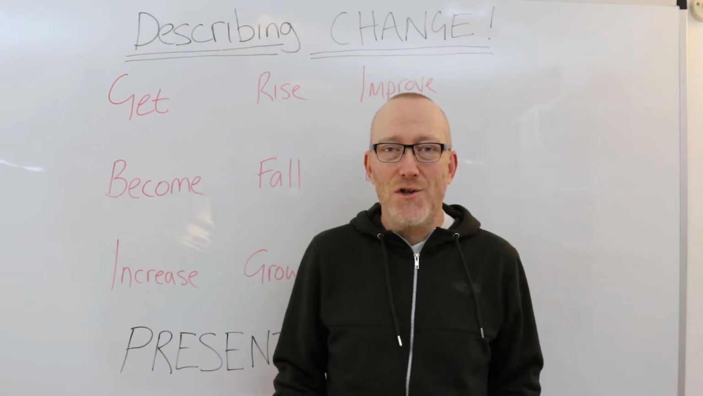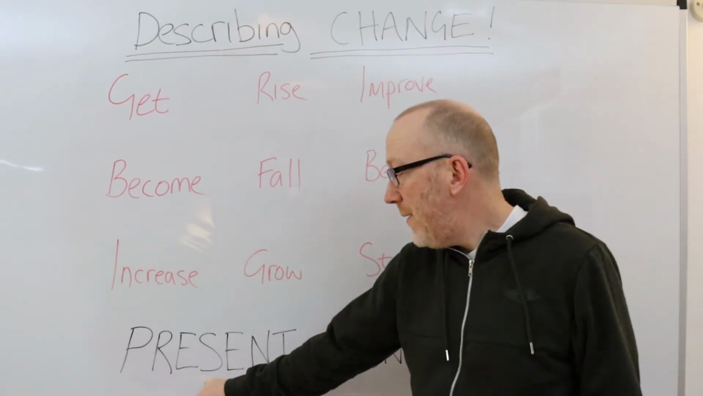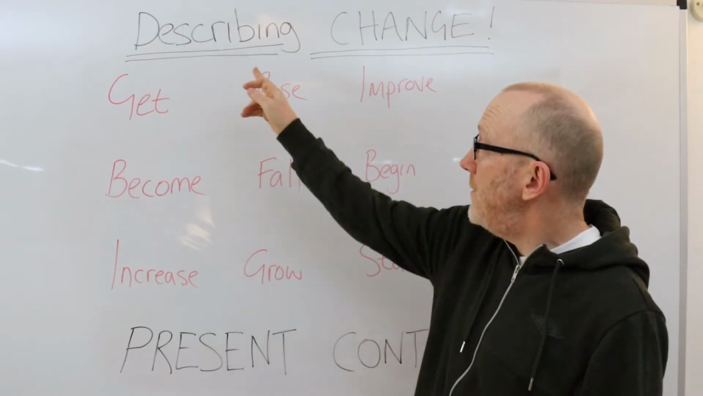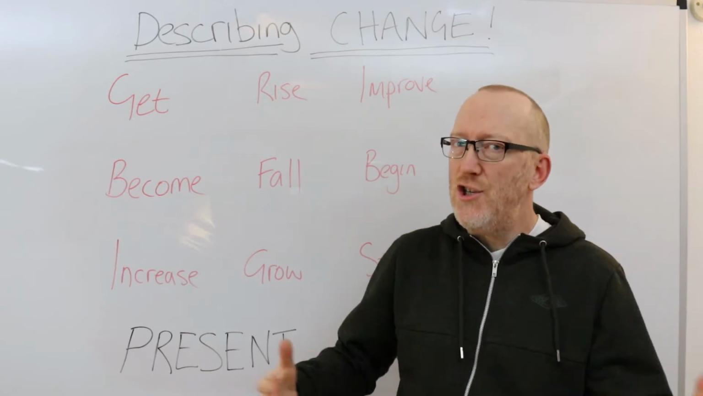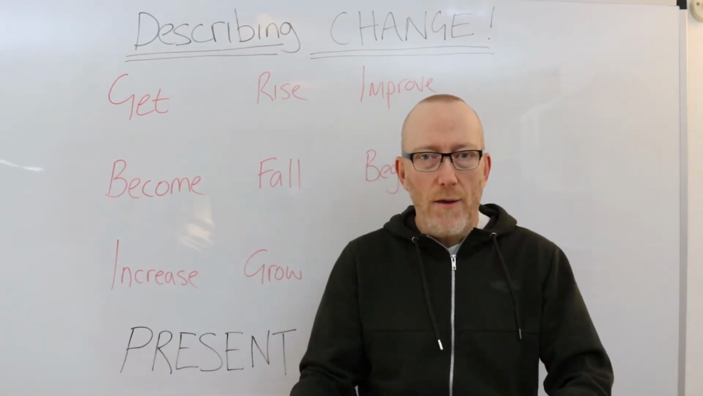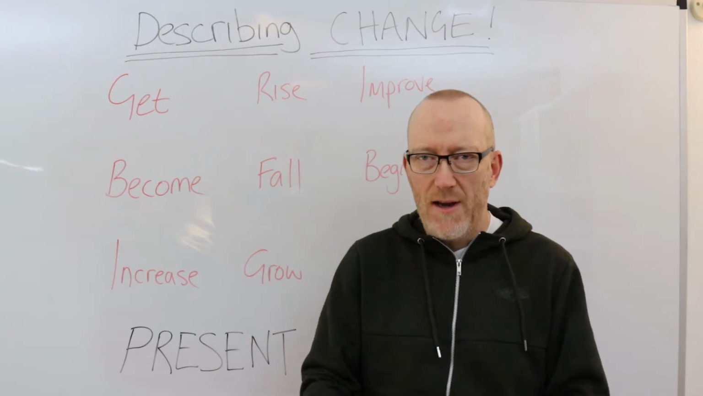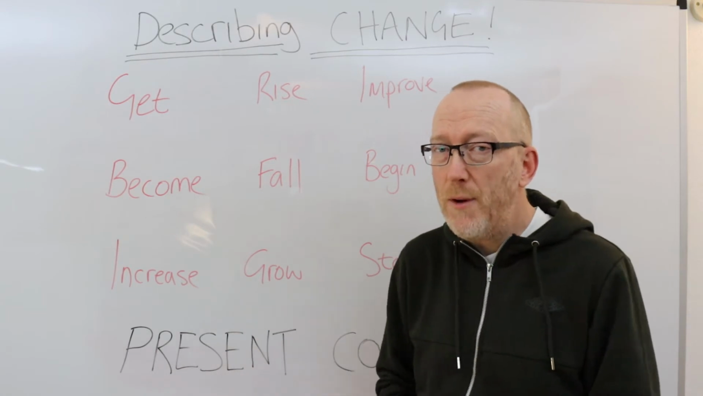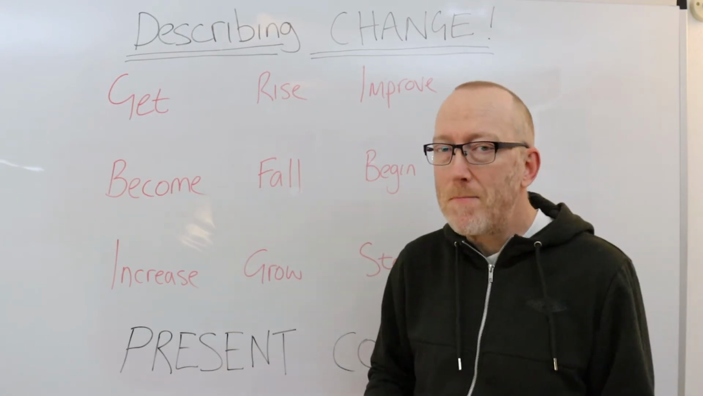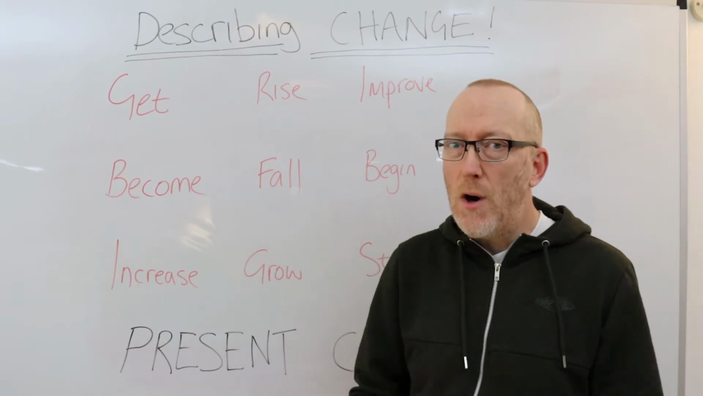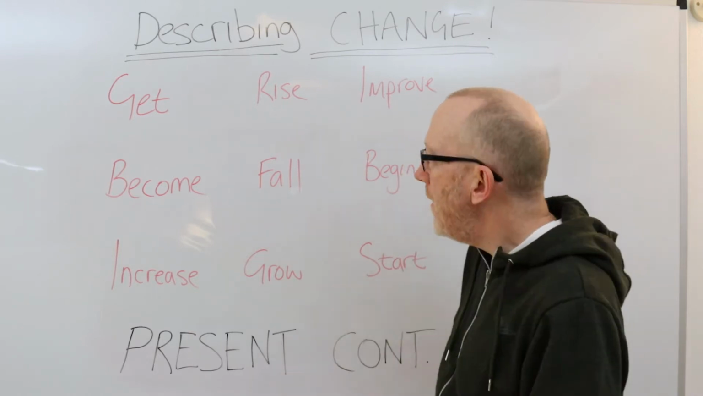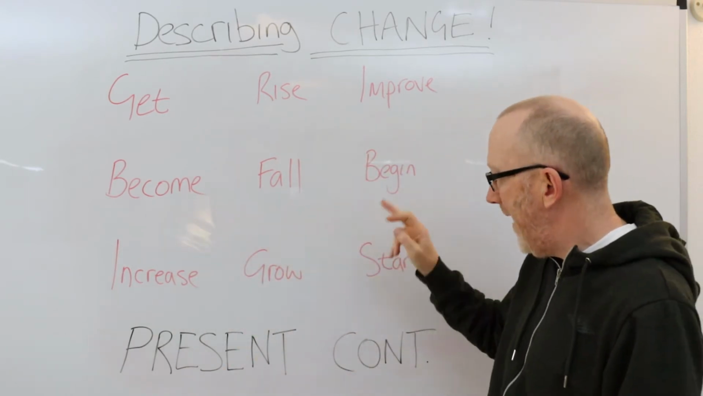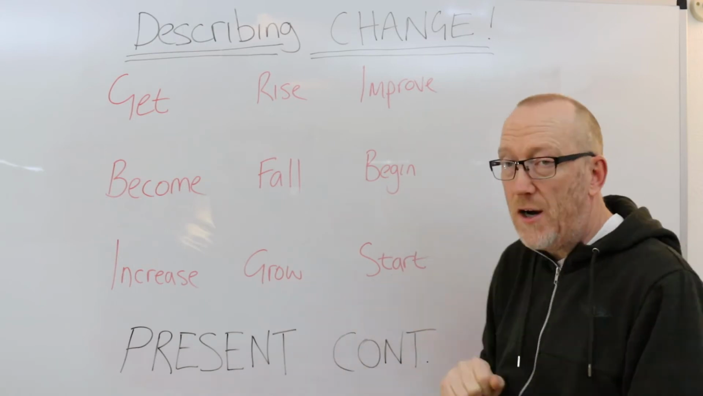Okay, so in this little tutorial, we're going to be focusing still on using the present continuous, but we're using the present continuous to describe change, describe things changing from one thing to another, or from one state to another state. And these are the main verbs. These are not the only verbs, but these are probably the main verbs that you will need to help you describe things changing. So we have get, rise, improve, become, fall, begin, increase, grow and start.